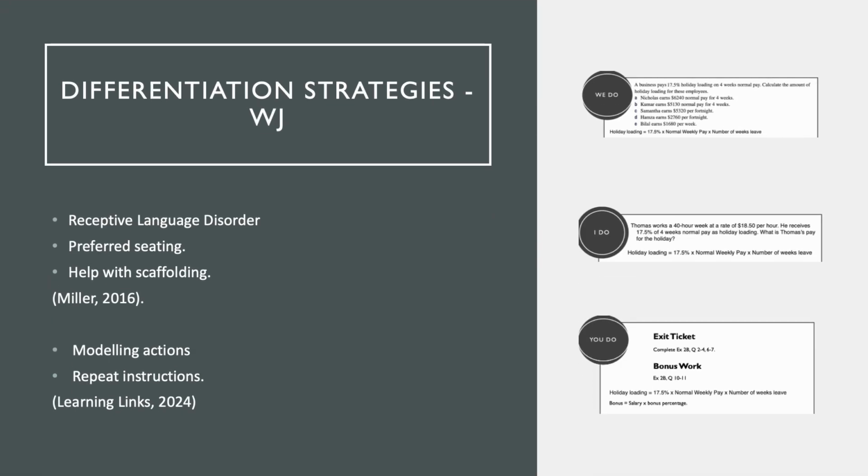For WJ's receptive language disorder, I would provide them with an opportunity to select their seat towards the front of the classroom. This will minimise interference between the student and the teacher's voice. Furthermore, I would assist the student by helping with scaffolding. During the demonstrations, I would use words such as firstly, next, and last to emphasise the steps involved. This provides key words for the students to remember, hopefully cementing the knowledge for the student.